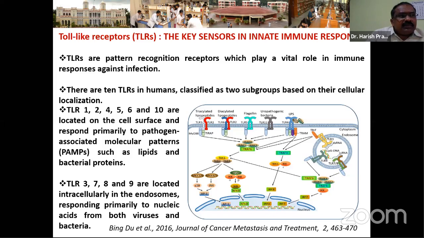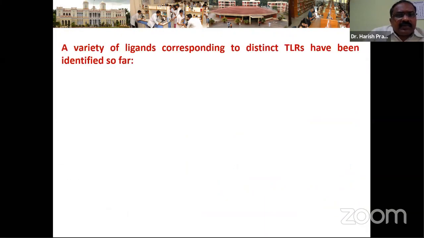These are parts of lipids and bacterial proteins, which are the patterns recognized by these TLRs. But the endosomal or intracellularly located TLRs, like 3, 7, 8, and 9, primarily respond to nucleic acids, especially from viruses and bacteria, and also from other sources. So this is just a general overview of toll-like receptors. Next, a variety of ligands corresponding to these TLRs have been identified so far.